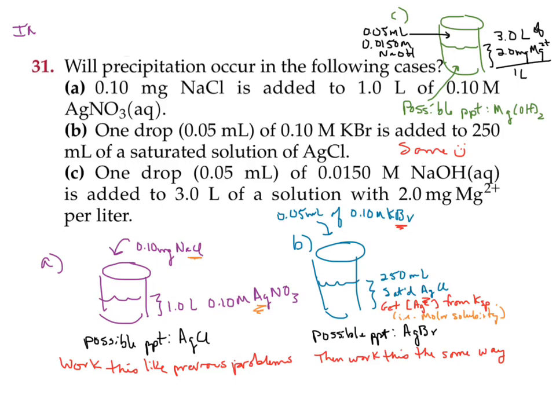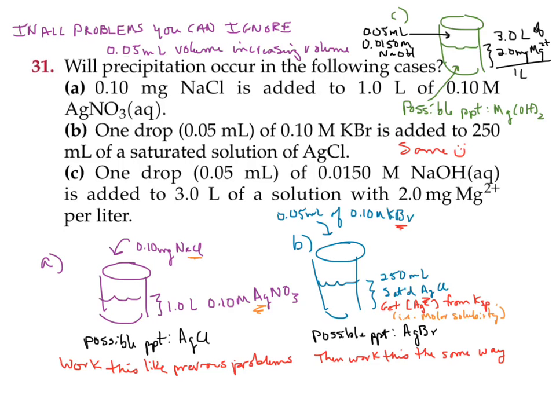And one more. Oh, yeah. So in all problems where you have just that smidgen of liquid, 0.05 milliliters, that volume can be thought not to add volume to your solution. So it makes your life a lot easier. So, for instance, if I pick on that last one, with that hint, I have 3 liters here, and I have 0.05 milliliters there. The total volume is going to be 3 liters, okay? So don't worry about adding that volume there.